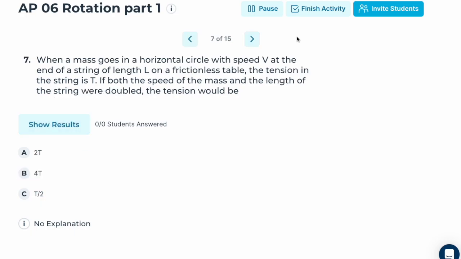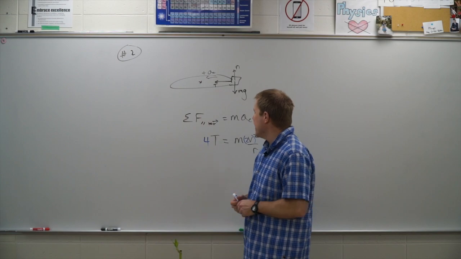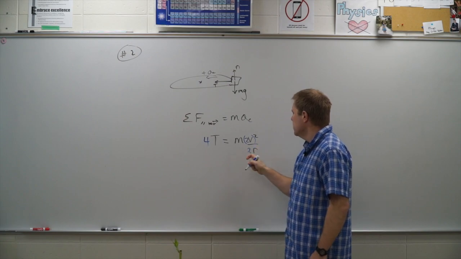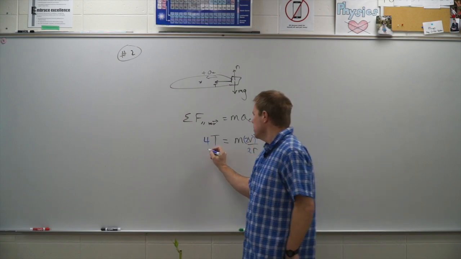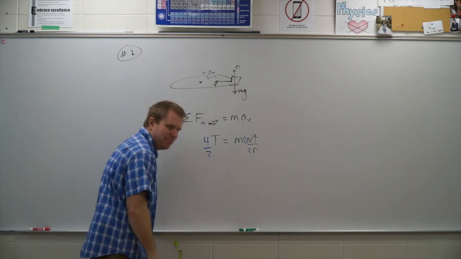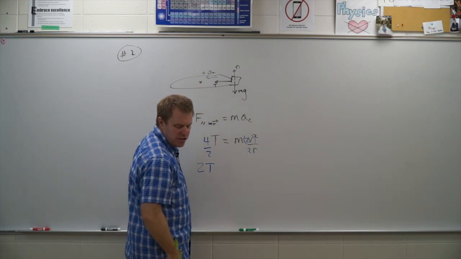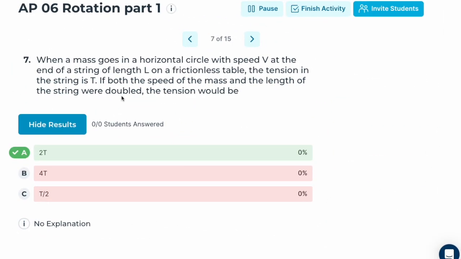Number 7, when a mass goes in a horizontal circle with speed v at the end of a string of length L on a frictionless table, the tension in the string is T. If both the speed of the mass and the length of the string are doubled, the tension would be 2T, 4T, or half T. Let's take a look. Similar to the last one, now we're going to double the speed and the length. So we're doubling this radius as well. So I'm going to have 2 squared on top, 2 on the bottom. So 4 divided by 2, that's going to experience 2 times the tension. Correct answer there, A. Correct answer, 2T there.